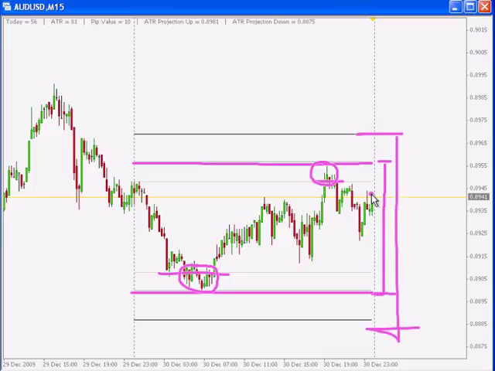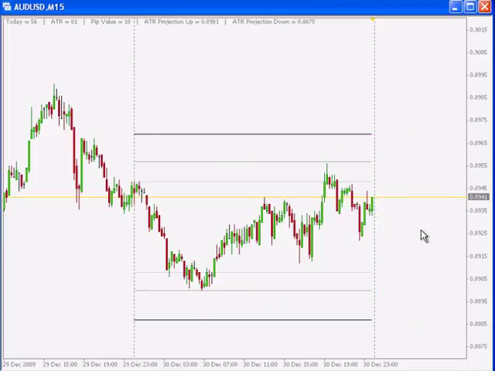Obviously, if price had broken the 70% anywhere throughout the day, you wouldn't want to take that trade anymore. Now, assuming we took the entry there, assuming that was our entry level, and let's also assume it's a buy entry, of course.